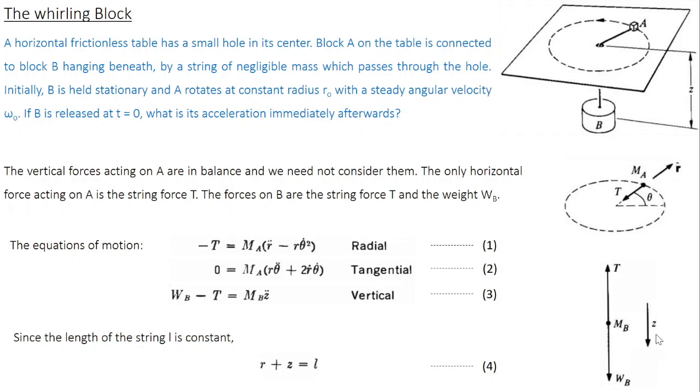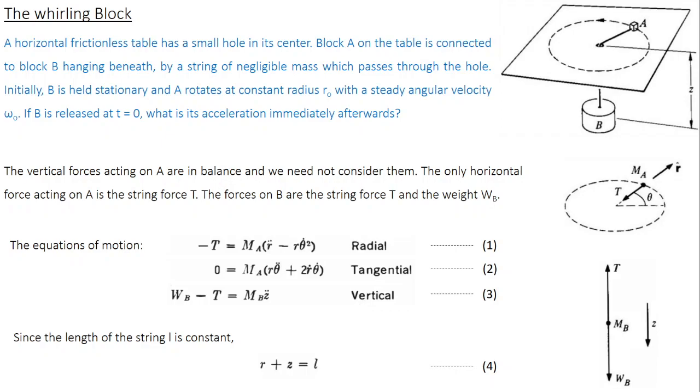And what is the equation of motion for object B? Here the motion happens along the z direction, so this is a linear motion, and the forces are plus T in the upward direction minus WB in the downward direction. So T minus WB equals mass MB into acceleration z double dot, but here the movement is in the downward direction, so acceleration is going to be minus z double dot. You can multiply this equation throughout by minus 1, so it becomes WB minus T equal to MB z double dot. So this is the vertical equation.